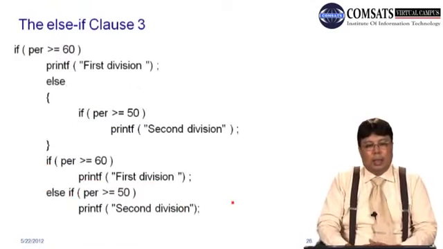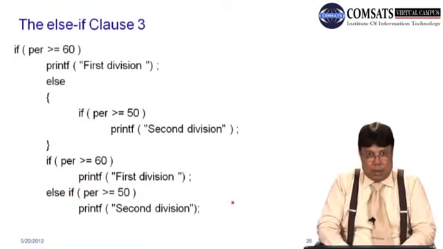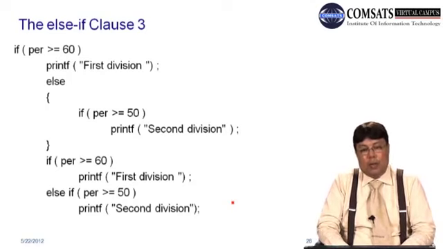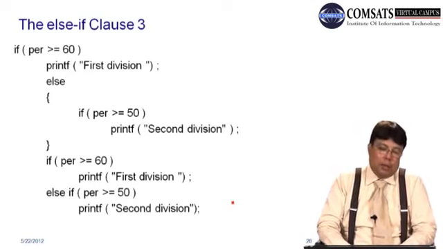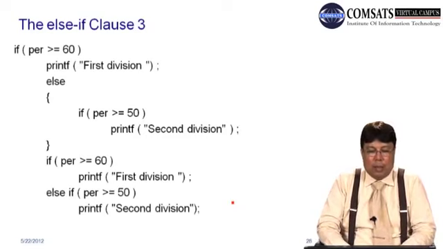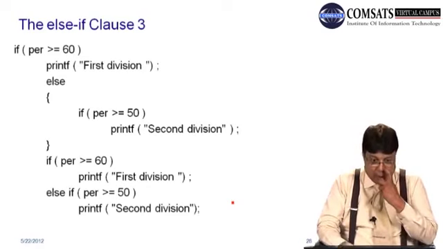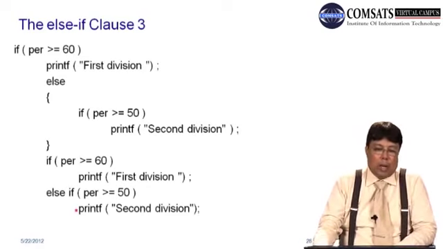लेट्स टेक द क्लॉज 3 that we have discussed previously, but the example, if the percentage is greater than equal to 60, first division, else. If percentage is greater than equal to 50, print second division, closed. Now you have used another if statement separately. If percentage is greater than equal to 60, print f first division, else if percentage is greater than equal to 50, print f second division. यही जो हमने ऊपर काम किया था वही काम हमने आपको दो तरीके से करके दिखाया.